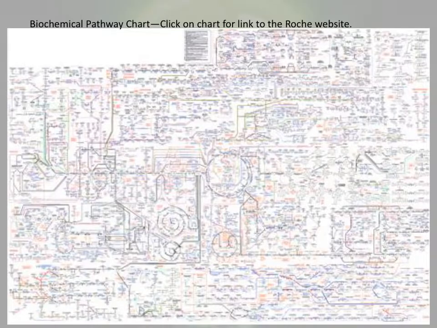There are so many possible metabolic pathways. This is from the Roche website, and now I think they actually have an interactive one. It was interactive before, but now I think they have an app or something that you can get. This is from a single cell. This is bacterial, I think it's supposed to be E. coli. But you will be able to see how they interplay with each other.